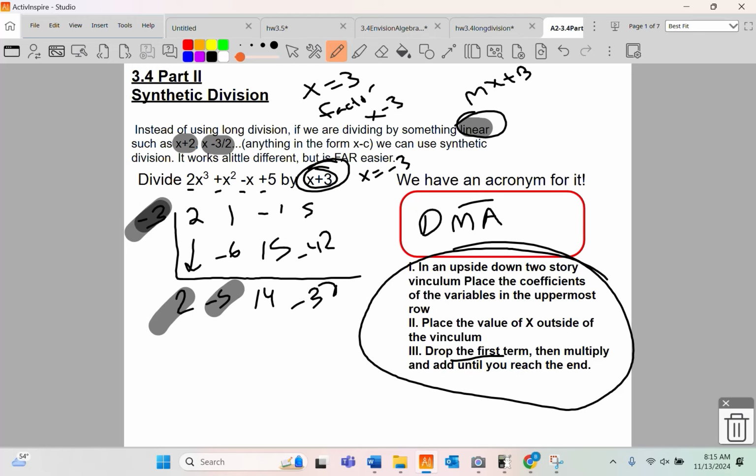Why the bar over the end of the A? What's a bar over a decimal mean? It repeats, and that repeats until you're done. So DMA. But it would be cool if I could rearrange it so it was DAM, but I cannot. It just wouldn't work that way. Anyways, drop, multiply, over and over and over.